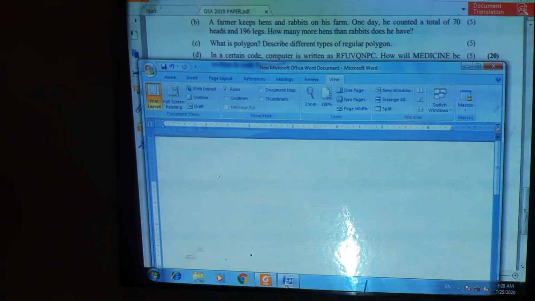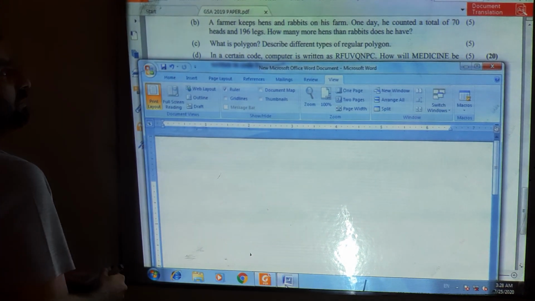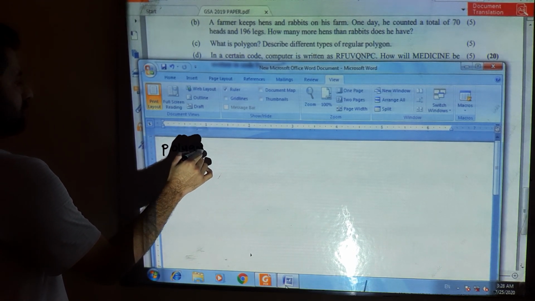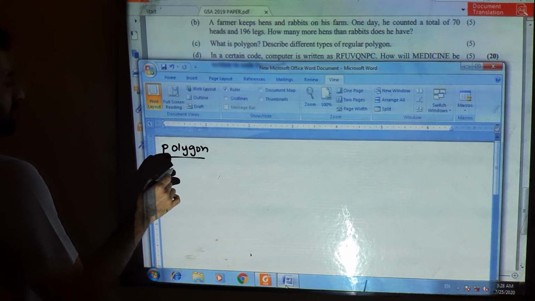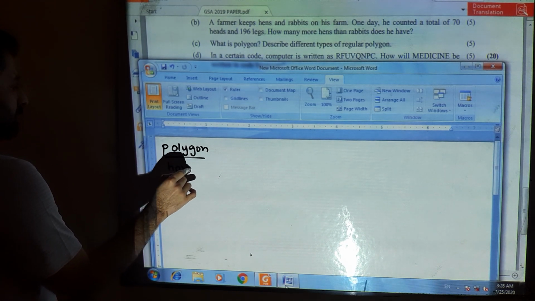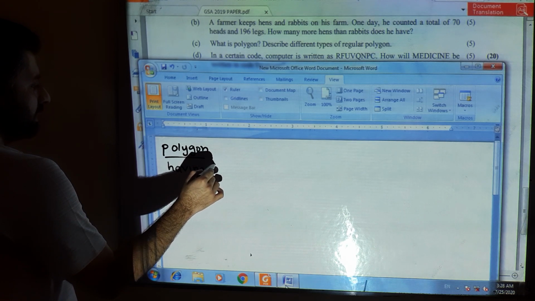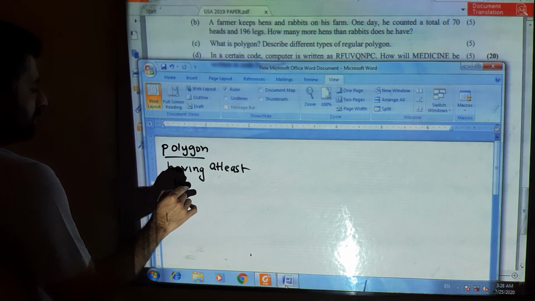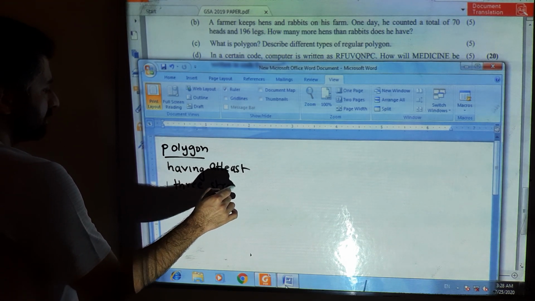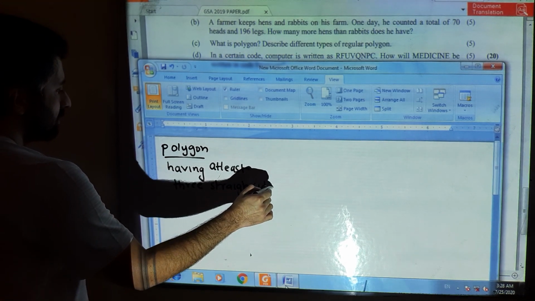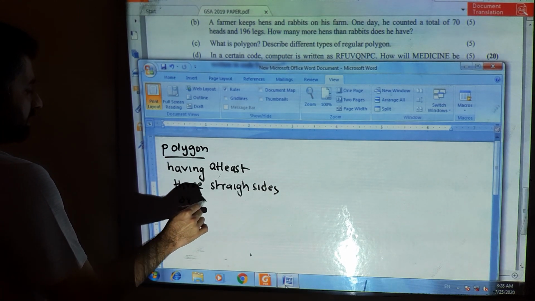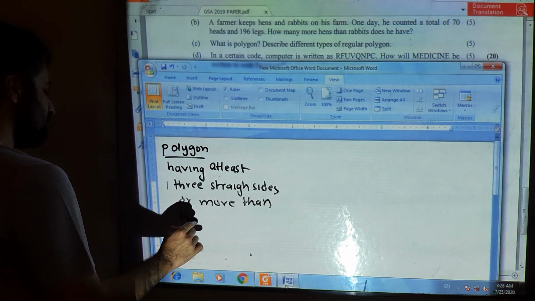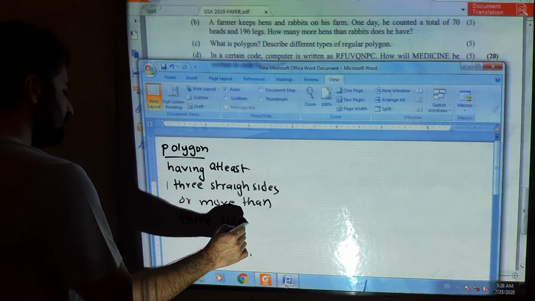Question number 7 part C is, what is a polygon? Describe different types of regular polygons. A polygon is a plane figure having at least 3 straight sides, or more than 3 sides. Now that is a polygon.